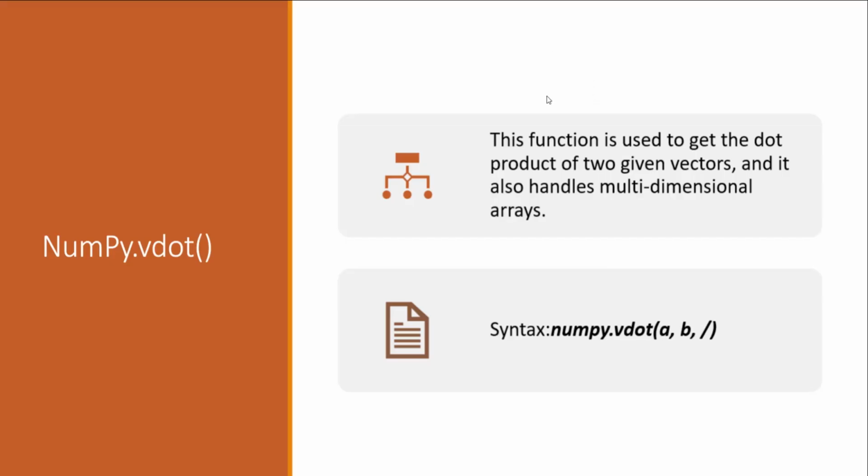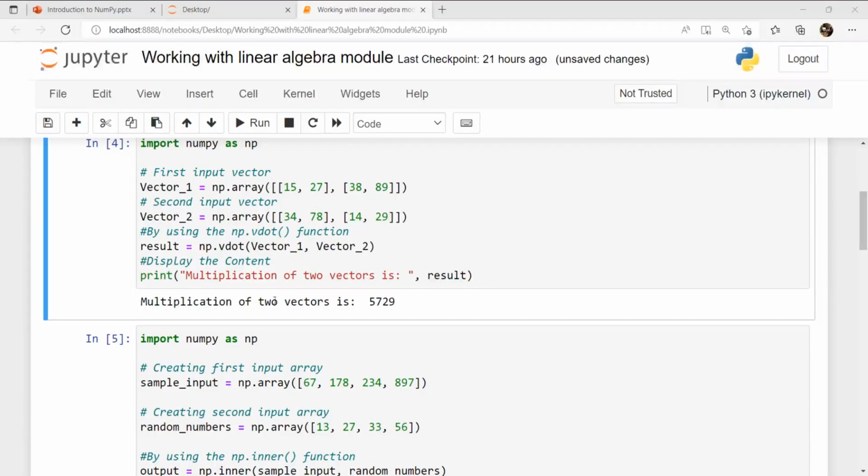Now let us see an example of how to use the NumPy vdot function with an integer value array as an argument. So in this example we have taken two vectors by using the np.array function, and we have passed integer values of shape 2 by 2 as arguments. Next we use the NumPy vdot function and pass these two vectors as parameters. Now the vdot product is calculated and it will store the output into a result variable. So after executing this code, the output comes: the multiplication of two vectors is 5 7 2 9.